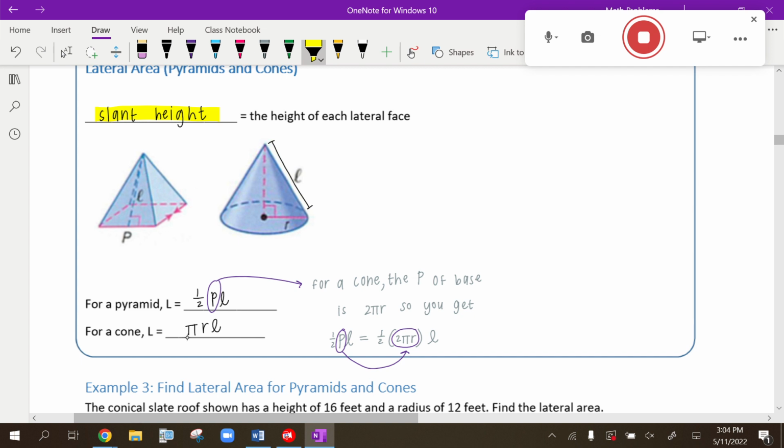For a cone, it's almost the exact same formula. However, since the base of a cone is a circle, the perimeter of the base would be 2 pi r, because we know that circumference is 2 pi r. So when I plug that in for P in my formula, 1/2 PL, I get 1/2 times 2 pi r times L, and the 1/2 and the 2 cancel out. So the formula for a cone is just pi r L.